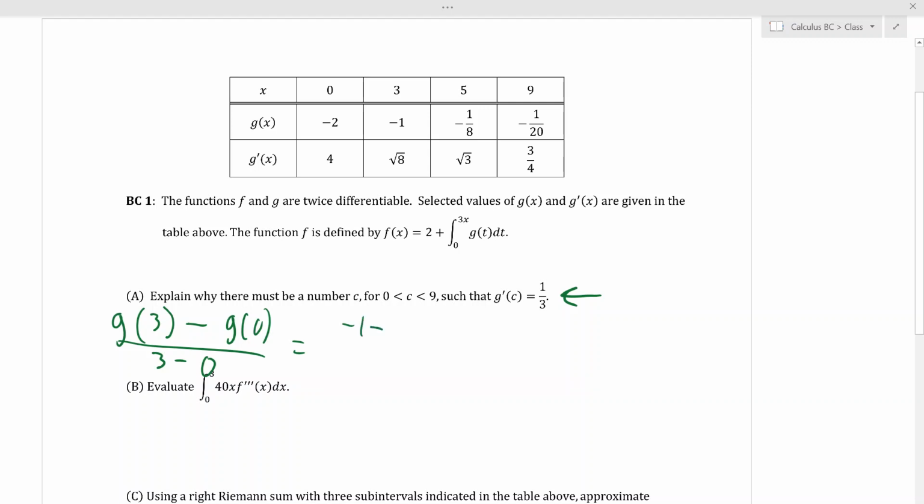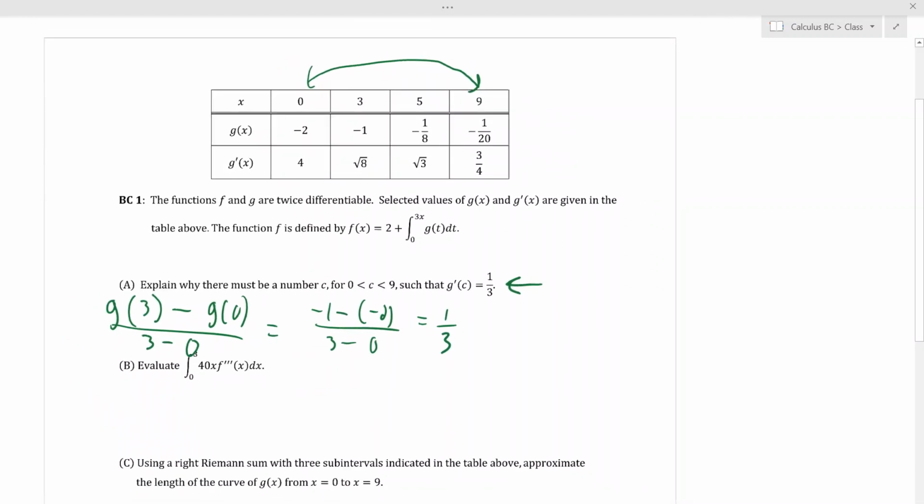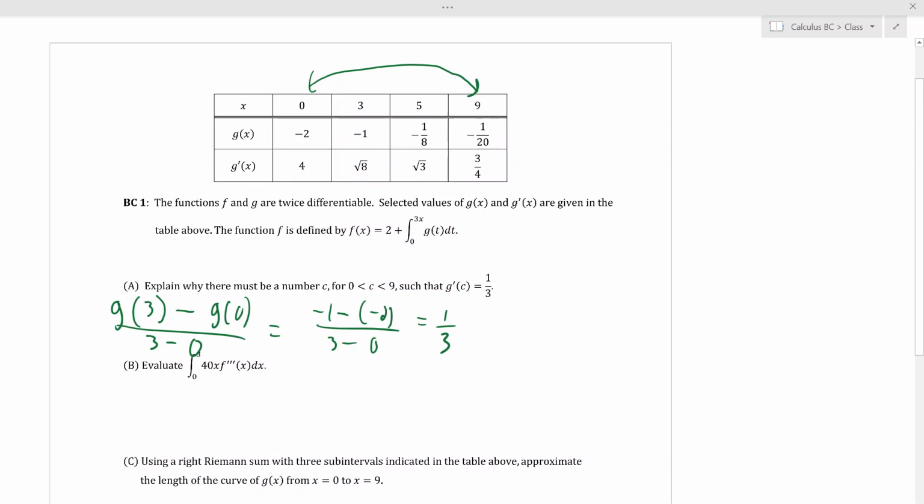So that's -1 minus -2. Now, most of the time, they take the whole interval. So if they ask you to show G prime equals a number, it's usually the average rate of change on the whole interval, which is what I was trying to do, but I messed up badly on that last attempt. But either way, it's going to be this, and that is 1/3. So that's the average rate of change. Now all I got to do is explain why G prime has to equal that.